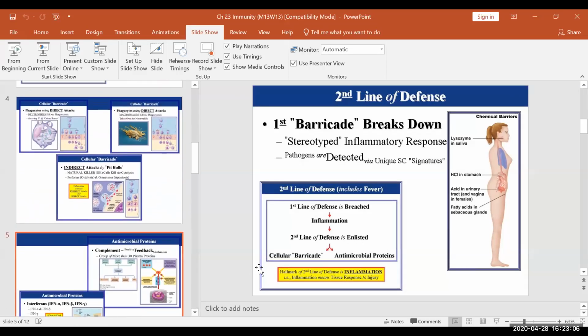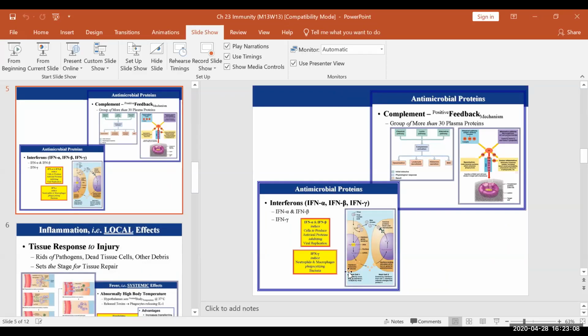to this slide here. The antimicrobial protein, an example would be a specific type of cytokine. So again, cytokines are chemical messengers used by the immune system, and there are different kinds of cytokines. In this case, the specific example of a cytokine is called interferon: IFN alpha, IFN beta, and IFN gamma. Over here, you can see on the left side, the host cell, the human cell, has been infected by a virus.